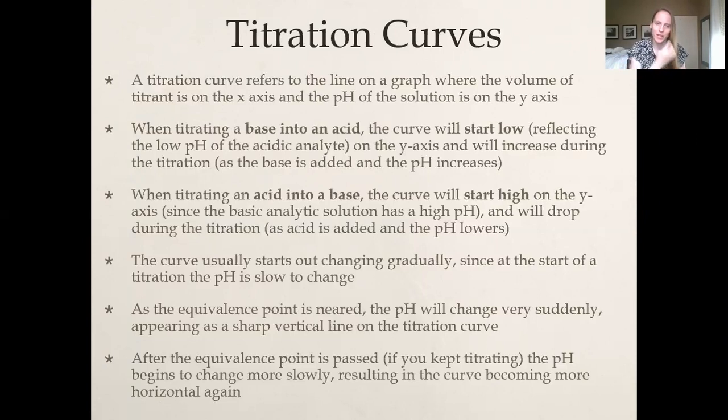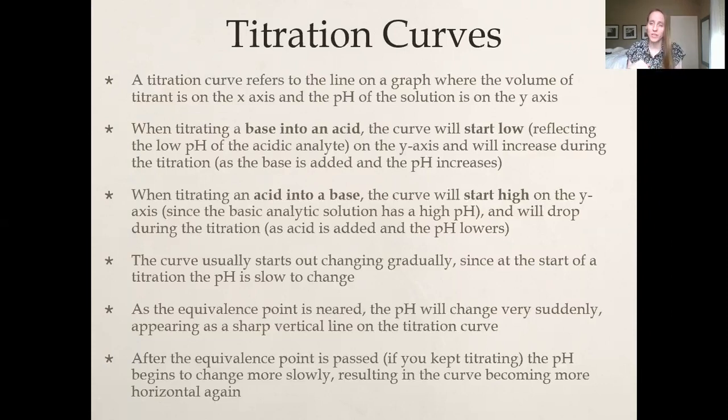the base to it. If you're titrating an acid into the base, that means that your base is the analyte, so your curve will start really high to represent the basic pH of the analyte, and then it'll get lower as the pH drops because you're adding the acid to it. Usually your curves are kind of like S-shaped-ish. You'll see pictures of them soon.